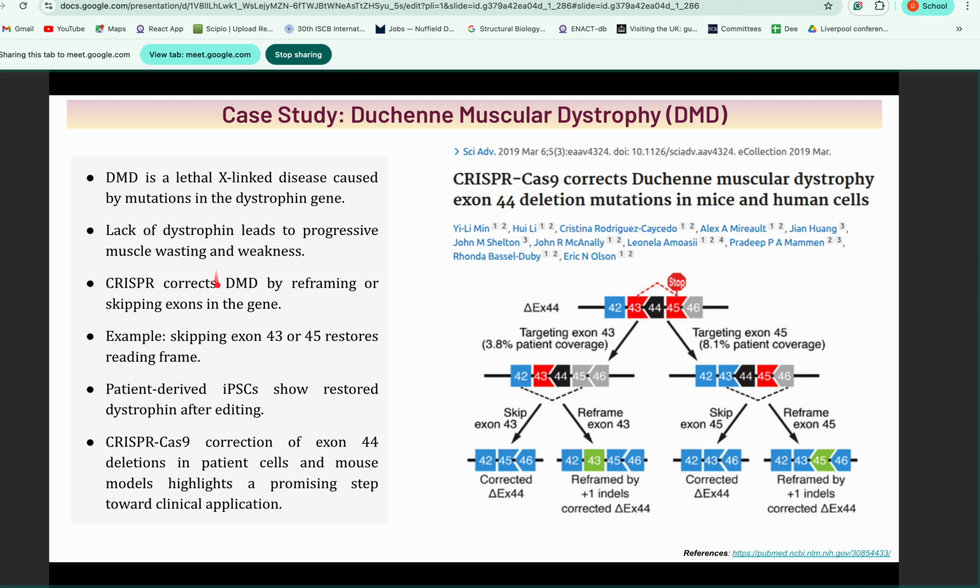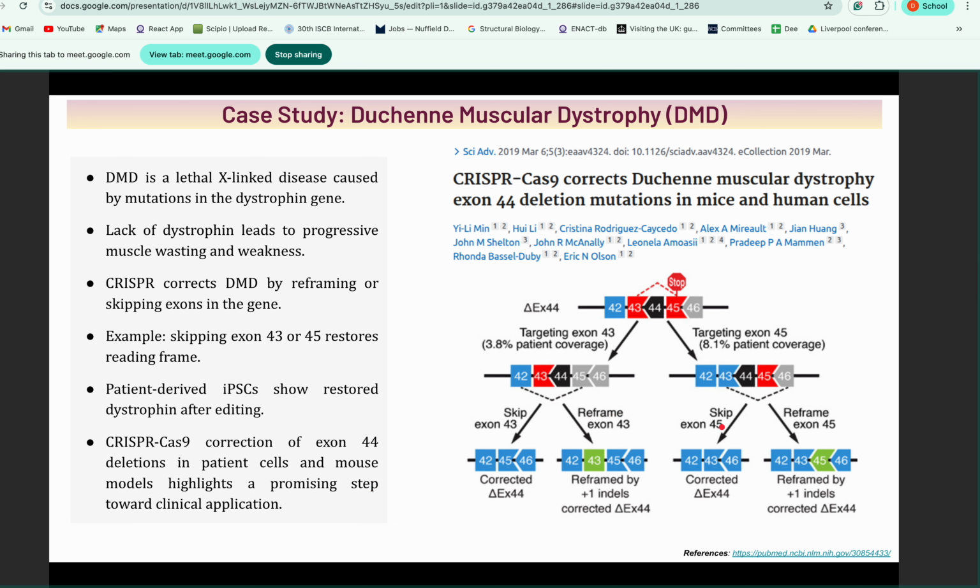CRISPR corrects Duchenne muscular dystrophy by reframing or skipping the exons in the gene. Skipping exon 43 and 45 restores the reading frame. Patient-derived induced pluripotent stem cells show restored dystrophin after editing. CRISPR-Cas9 correction of exon 44 deletion in patient cells and mouse models highlights a promising step towards clinical application.